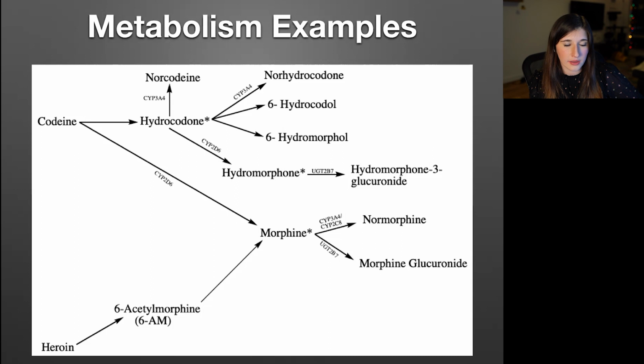And so what I like about this graphic too is it shows you, for example, codeine to hydrocodone to norcodeine is metabolized only through phase one metabolism. So before, when I was saying that a drug doesn't necessarily have to go through phase two metabolism, sometimes it can be excreted just after phase one metabolism. That's a great example.